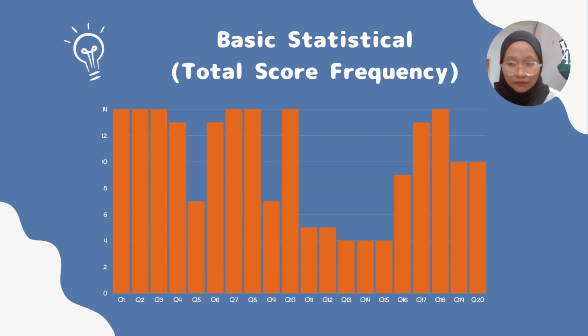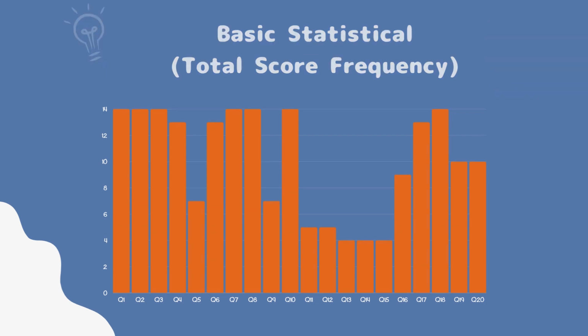Next, items 19 and 20 stated 10 as the total frequency, followed by item 16 with 9, then items 5 and 9 were 7. Next, items 11 and 12 were 5. Lastly, items 13, 14, and 15 were 4.